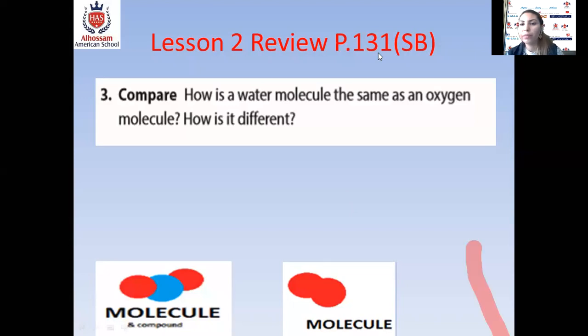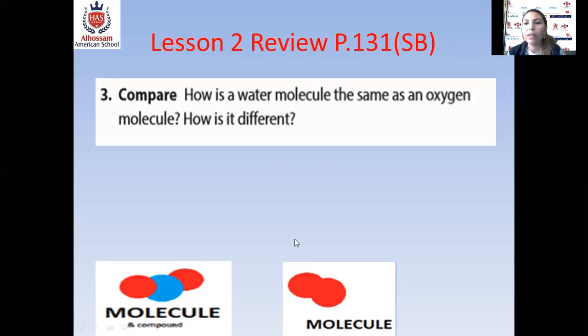Yes, Miss, how is it similar? Similar because both of them have oxygen atoms. Both of them are molecules. And how is it different? Because the water has hydrogen atoms, so it's a compound, while the oxygen molecule contains just 2 oxygen atoms, so it is a molecule of one element. Yes, thank you so much, Omar.